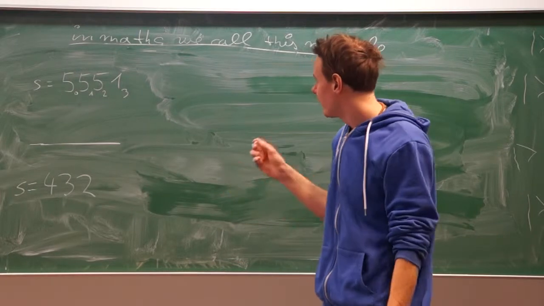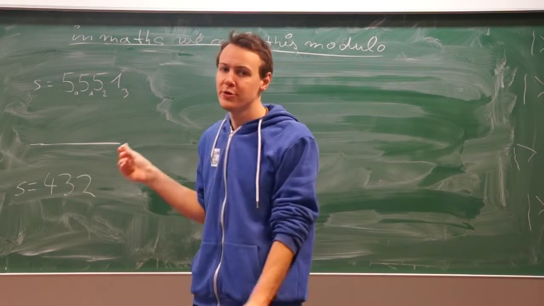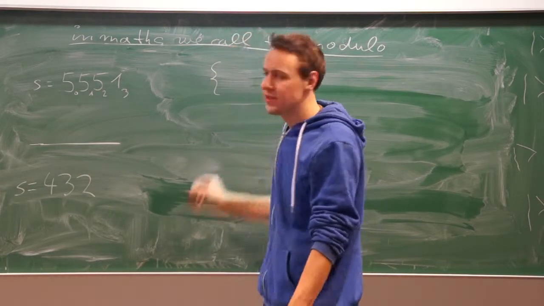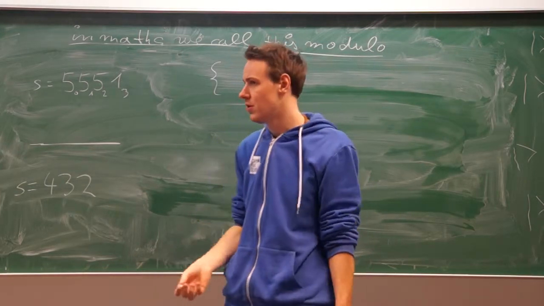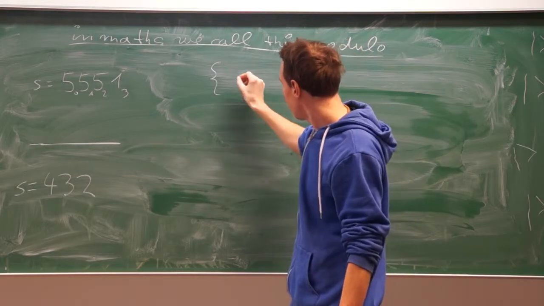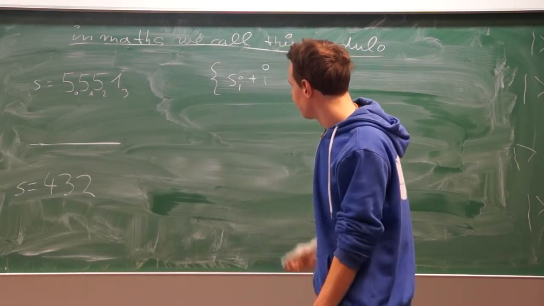So in math we call this operation we just did modulo. And in order to show you how we use this, let me describe a set to you. A set is an amount of numbers or objects filled in those brackets. And here I want to have a closer look at these objects.